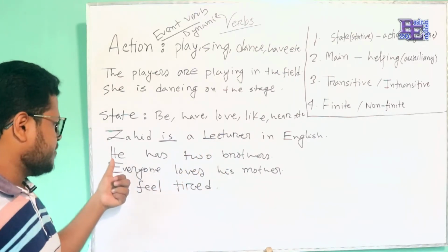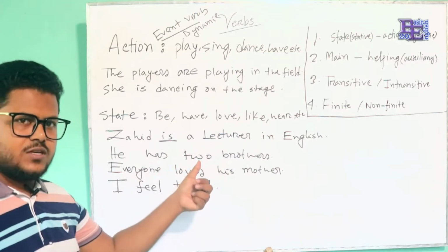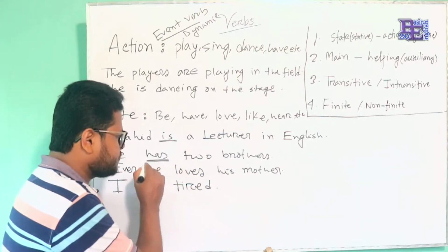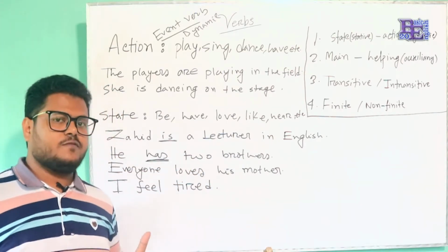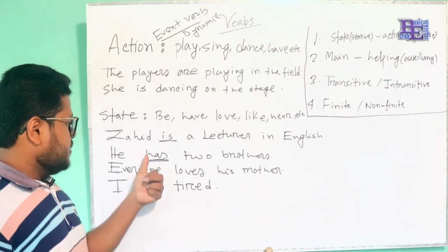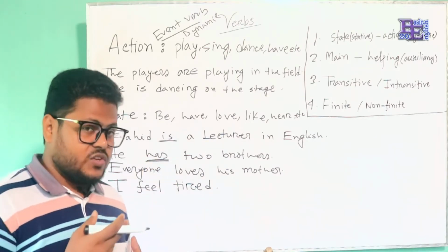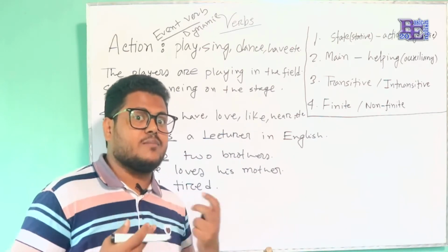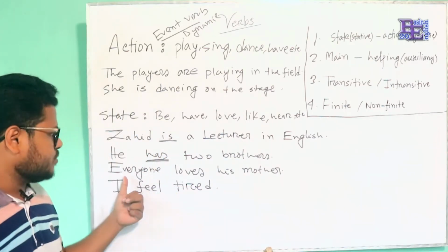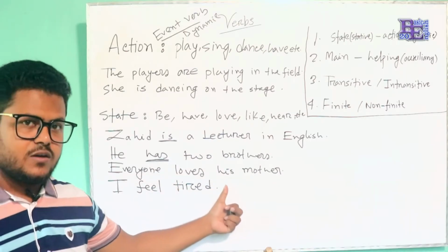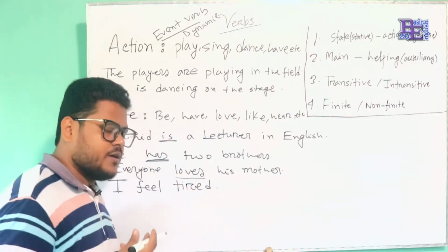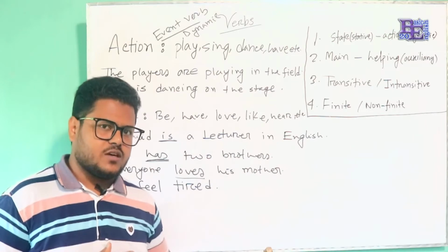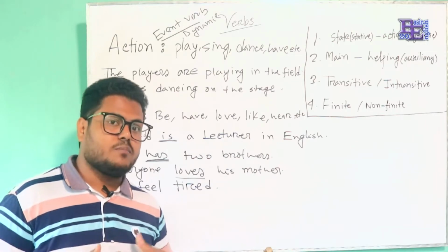And next example, you can see he has two brothers. Here the verb is has. This is also a state verb in a sense that it has expressed the state of relationships with someone. So next example, everyone loves his mother. Here loves is a state verb. It has expressed the state of emotion or state of mind.